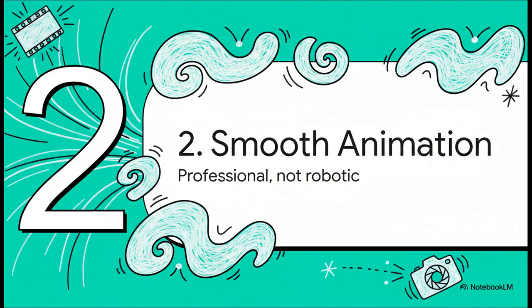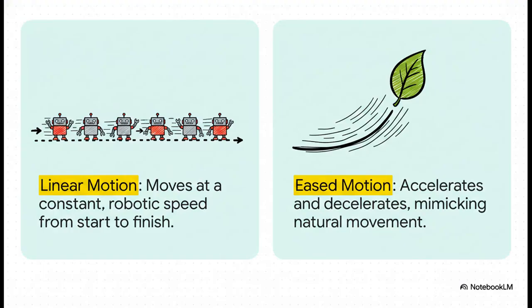Okay, so we have motion, which is great, but if you look closely, it's a little stiff, a bit robotic, right? Now we're going to add the polish. This is what separates good animation from great animation: smoothness. So here's the difference, and it's a big one. Linear motion moves at the exact same speed the whole time. It starts and stops instantly, which just feels, well, robotic.